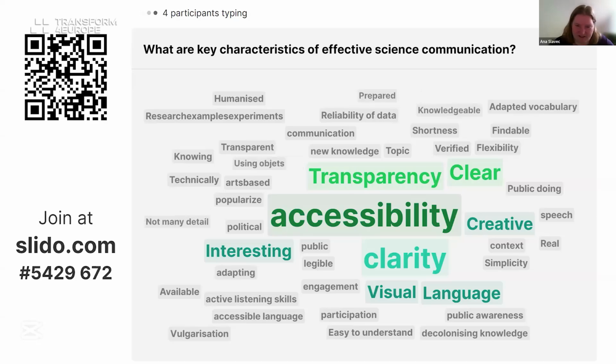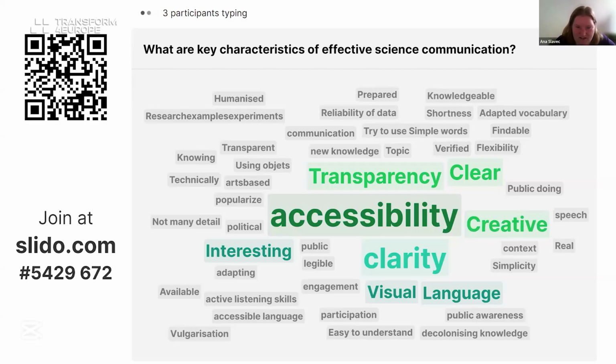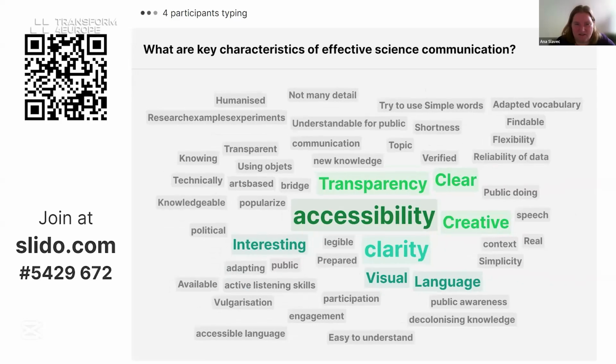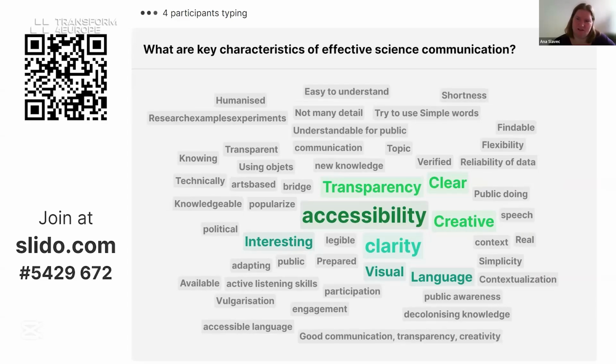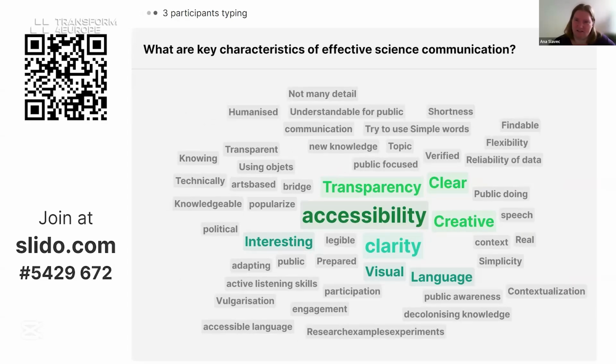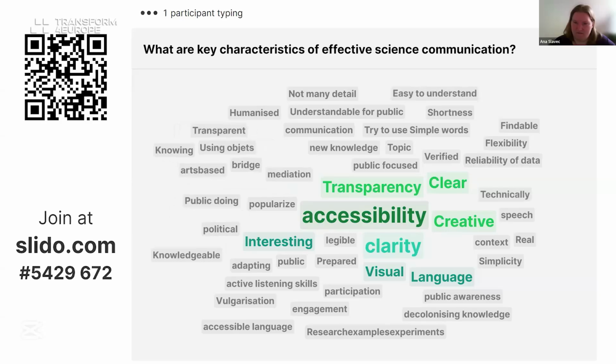Okay, the left button is vulgarization. Easy to understand, decolonizing knowledge, public awareness, participation, engagement, accessible language, active listening skills, available, legible, public, context, simplicity, real, public doing, prepare, humanize, art-based, using objects, rich, shortness, digital, not many details. So that one.